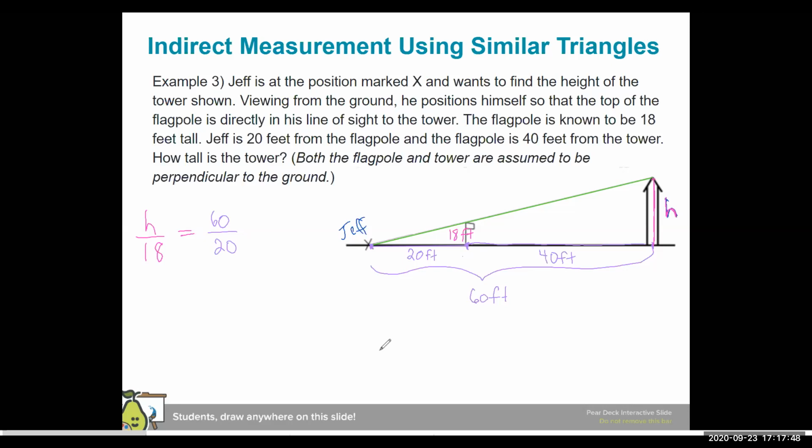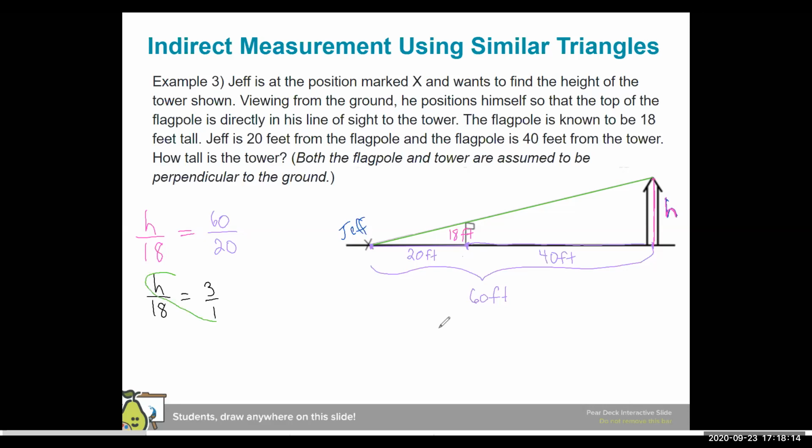To make my job a little easier here, I'm going to simplify my fractions a little bit. So what I have is H over 18, and since my numbers are easily simplifiable, I'm just going to go ahead and reduce this fraction. 60 divided by 20 is 3. So let's make this 3, or 3 over 1 if you want to do that. This will make our job a little easier.